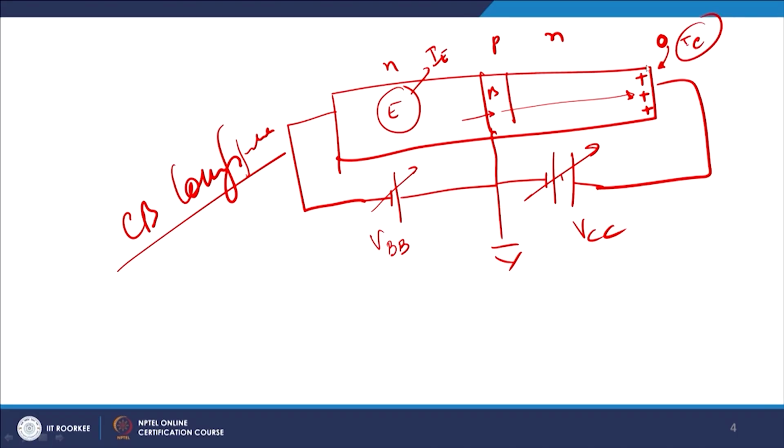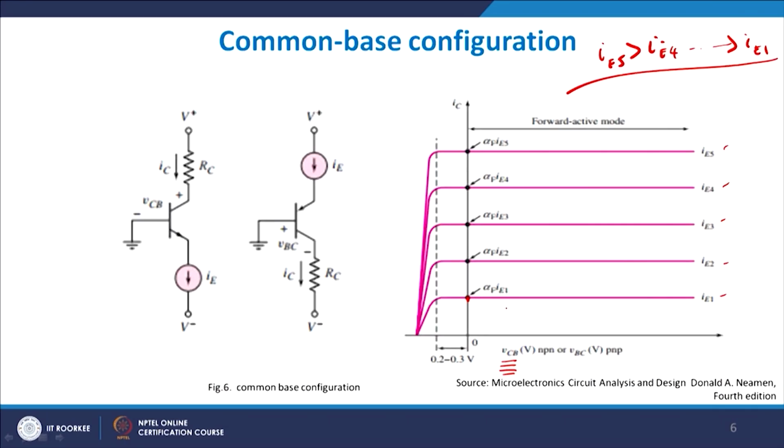And therefore, if you see very carefully, you will always have a current which equals alpha into IE, because remember alpha was defined as IC by IE. So IC will be nothing but alpha times IE. Similarly for IE1, IE2, IE3, IE4, IE5. Now if you increase VCB, it is almost constant, independent, and we have already discussed why it is like that.